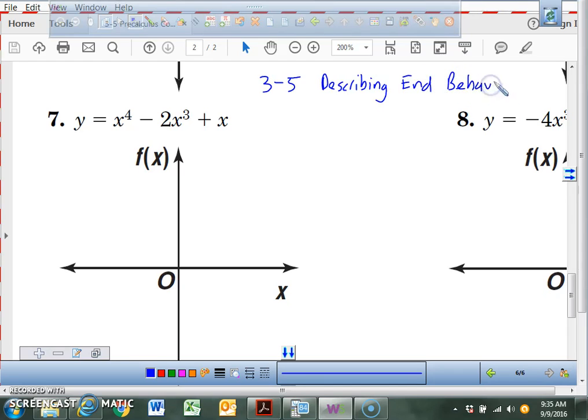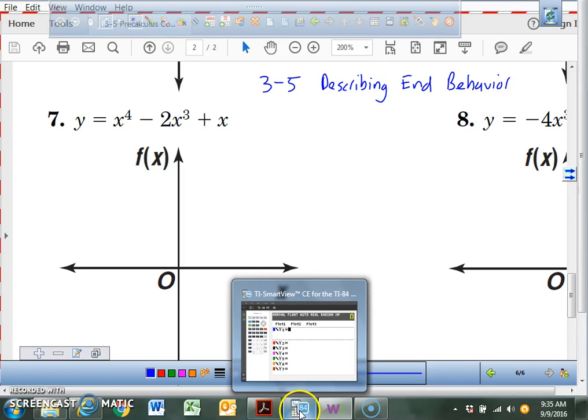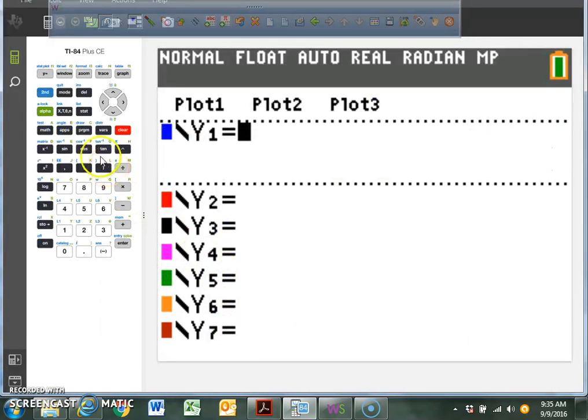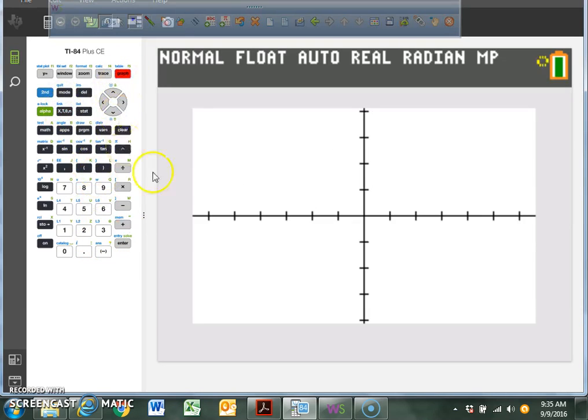So we're going to describe end behavior. In your graphing calculator, we're going to type in our equation, x to the 4th minus 2x to the power of 3 plus x. And then you're going to hit graph. Now, if your graph doesn't look like this on your graphing calculator, hit zoom number 4, and it gives you a better picture of the graph. Zoom 4.